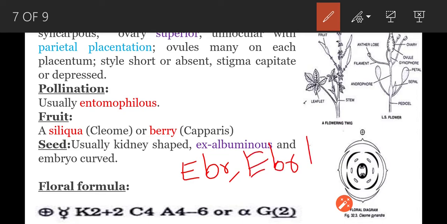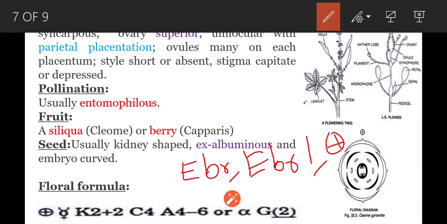EBRL means ebracteolate. Next, flower is actinomorphic. Actinomorphic is indicated with a plus mark. Next, bisexual. Both androecium and gynoecium are present. K means calyx, 2 plus 2. They are arranged in 2 whorls. One whorl contains 2 sepals and another whorl contains 2 sepals. Next, corolla. Corolla comprises 4 petals. 4 petals. They are free.